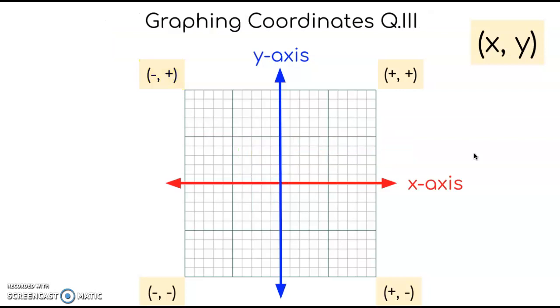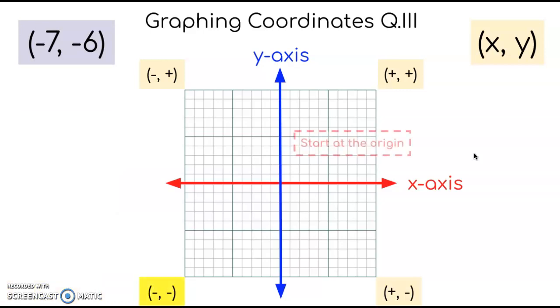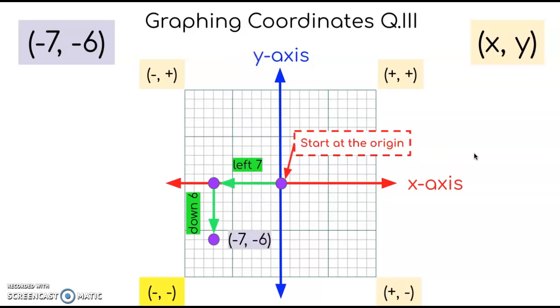All right, let's look at quadrant 3 graphing. So we have the point negative 7, negative 6. We want to put that in quadrant 3. We know that we'll start at the origin. So that's our 0, 0 again. We want to go to the left 7 points, or 7 spaces. And then we want to go down 6. So that negative tells us that we're going down instead of up. And that final point that we just plotted there is negative 7, negative 6.